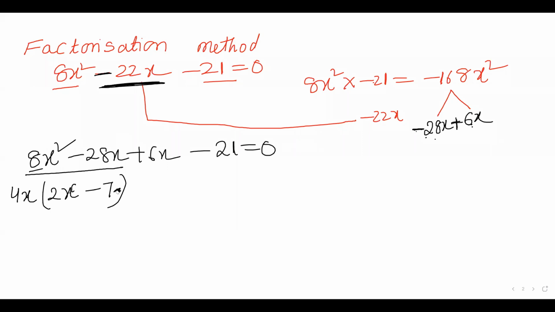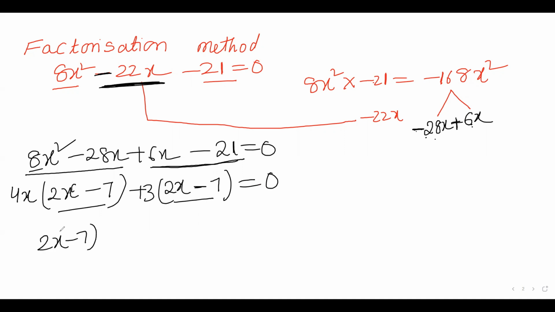So now I am going to take 3 as common. In both of these terms 3 will go. 3 is common. 3 how many times in 6? 2 times. 2x will remain. 3 how many times in 21? 7 times. Are you getting same terms inside the bracket? 2x minus 7, 2x minus 7. Take 2x minus 7 as common. 4x plus 3 will remain. Quickly equate with 0.